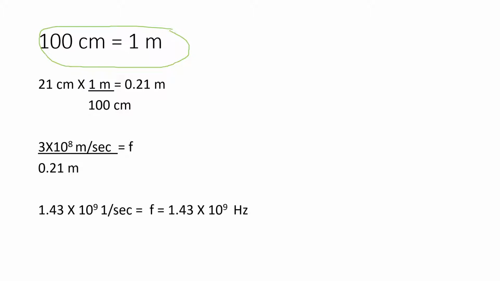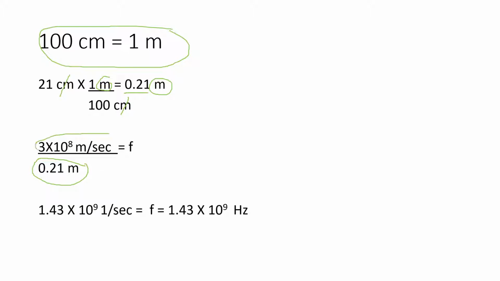And so I have 21 centimeters. I know that 100 centimeters is equivalent to 1 meter. You notice that I set it up here with the centimeters on the bottom so that they will cancel, and my answer will indeed end up in meters. So 21 divided by 100 is 0.21. So this is the wavelength, which goes in the denominator.